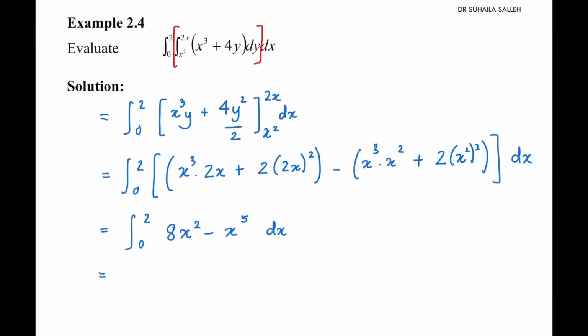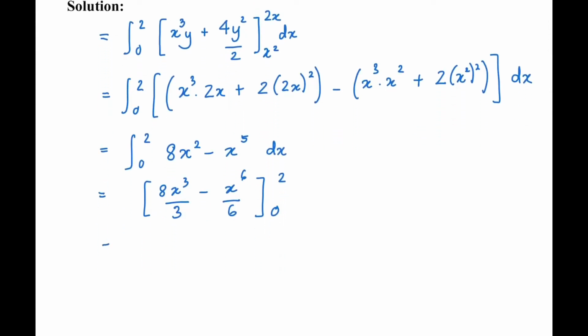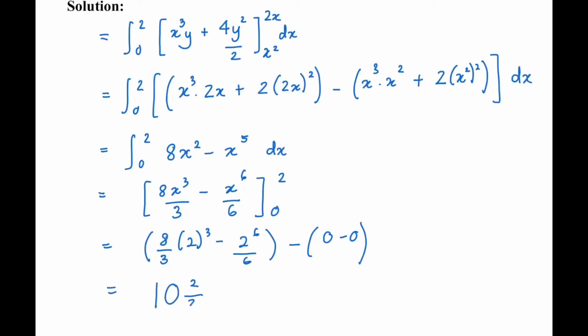At this stage, I'm not expecting you to make mistakes. This is single integration. So integrating 8x squared, that's going to be 8x cubed over 3, take away x to the power of 6 over 6, for the limits of 0 and 2. As mentioned before, please write your steps, so just in case you have your final answer wrong, you can still get marks for method. So this is going to be 8 over 3, 2 to the power of 3, take away 2 to the power of 6 over 6. Take away 0, take away 0, and our final answer is 10 and 2/3.